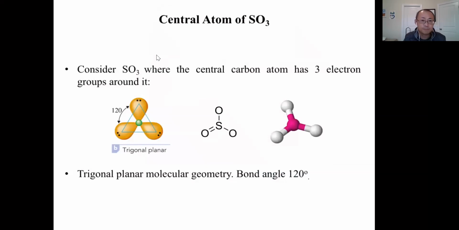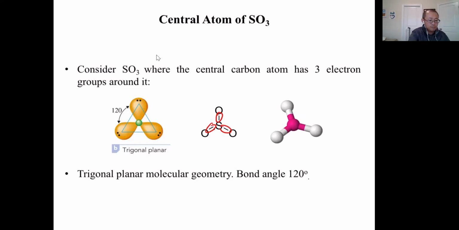Another example, SO3. This is the Lewis structure of SO3. You can see on the sulfur there are 3 electron groups: a double bond, a single bond, another single bond, and another double bond. But no matter whether they're double or single bonds, the electrons within that bond are one group. So the central sulfur has 3 electron groups. When you have 3 electron groups, they are maximally separated when the bond angle is 120.